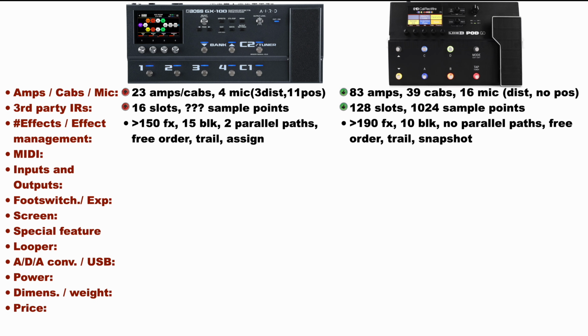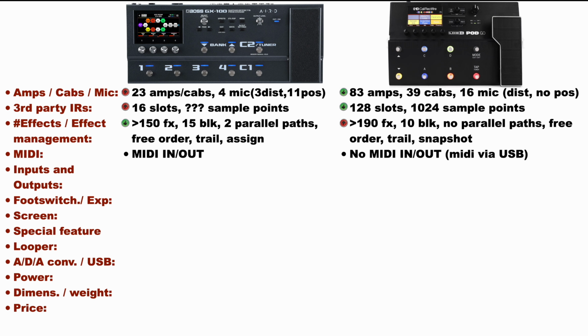In the Pod Go we have more than 190 effects arranged in 10 blocks that you can place in whatever position you want. Furthermore, the Pod Go offers the snapshot function to change presets seamlessly, where in the GX100 you have the assign function, with which you can obtain a similar result. Both the units manage the trails of the time effects. Therefore, I would give the thumb up to the GX100 as it offers a more flexible signal chain.